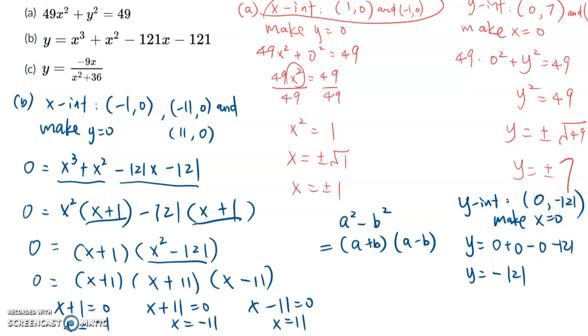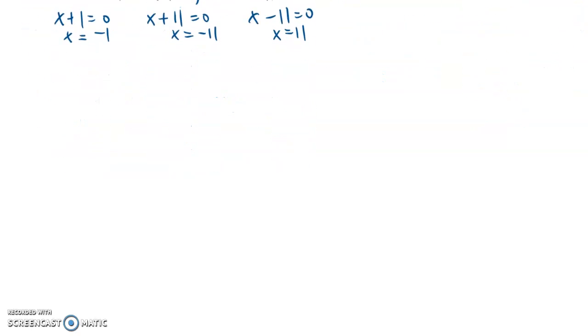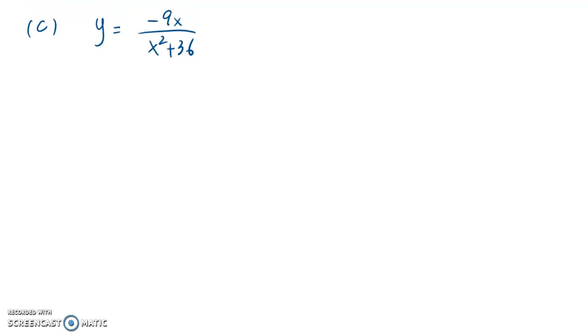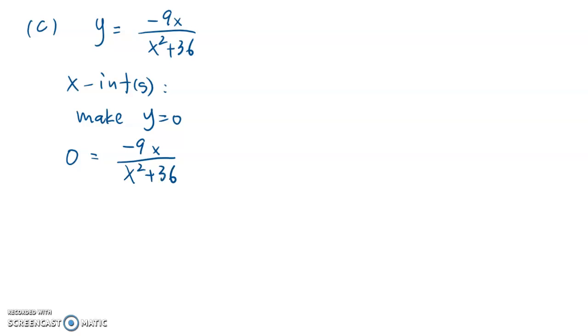Now let's move to C. Let me rewrite C down here. C is y equals negative 9x over x squared plus 36. I want to find the x-intercept and the y-intercept, going through the same process. To find the x-intercept, you want to make what equal to 0? Right, y equal to 0. So you have 0 equals negative 9x over x squared plus 36.